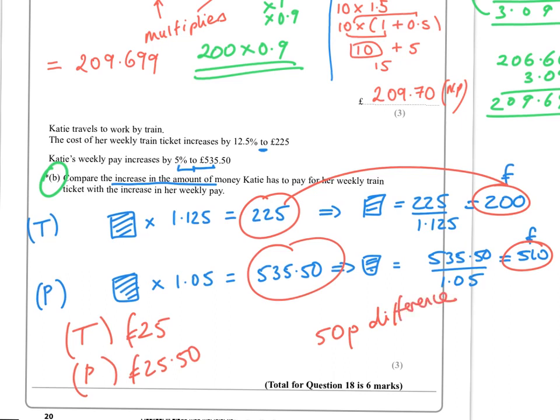which unfortunately was not going to give Katie very much leeway in actually putting that 50p towards anything. Maybe she could buy herself her newspaper once a week or something to read on the train. Anyway, so that's the difference in the increases, and we've compared them, and that's what we've come up with. So let's look at the next question.